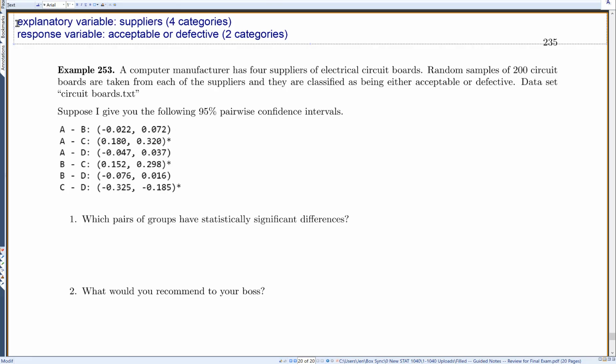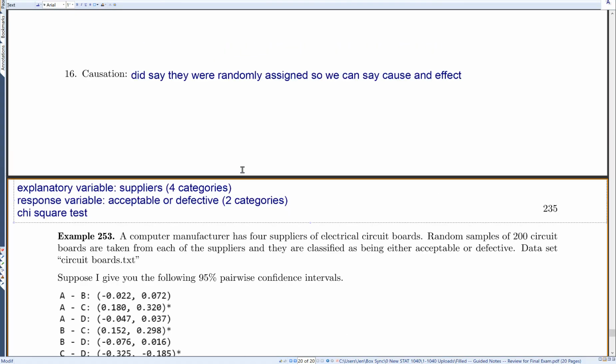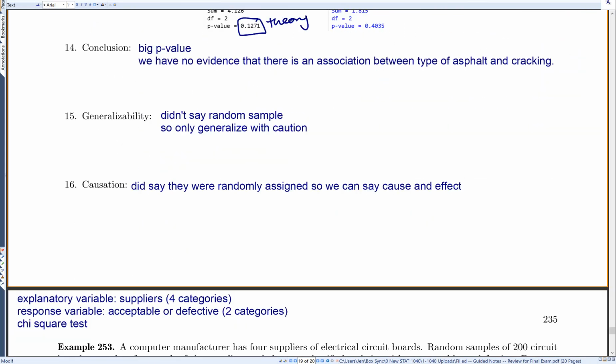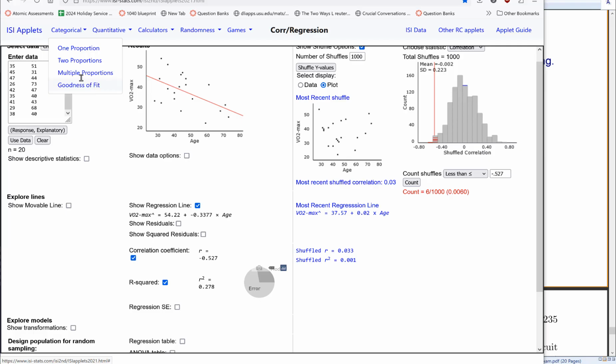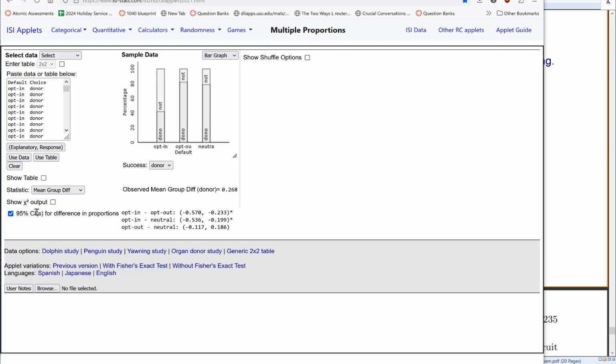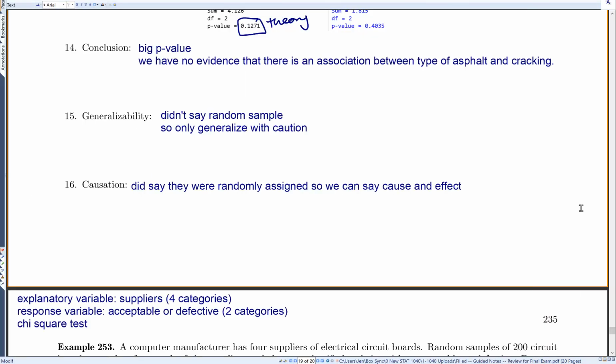Because we have more than 2 categories in one of those, we're going to have to use the chi-square test. And to find these confidence intervals, when you come back up to the simulation, I guess it's not on there. If you come to your multiple proportions, that's what we do for our chi-square test. At the very bottom right, there's a button for 95% confidence intervals for the difference in proportions. That's how you get these confidence intervals that I'm showing you.